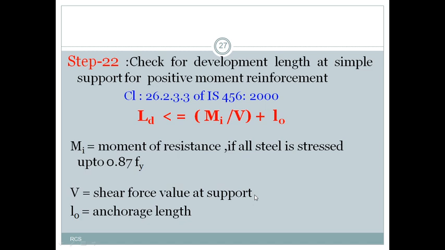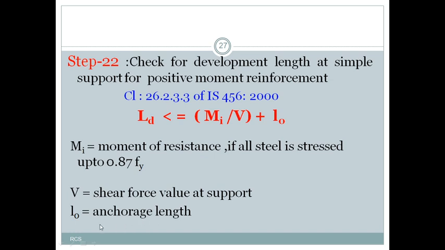Next, we have a check for development length at a simply supported positive moment of reinforcement. If you are designing a doubly reinforced simply supported beam, there you have to check this. That is according to clause 26.2.3.3 of IS 456-2000. That is Ld, the development length, should be less than or equal to M1 by V plus L0. M1 is the moment of resistance corresponding to the steel provided being stressed up to the maximum level, that is 0.87 fy. V is the shear force at the support, that is the factored shear force, and L0 is the anchorage length.